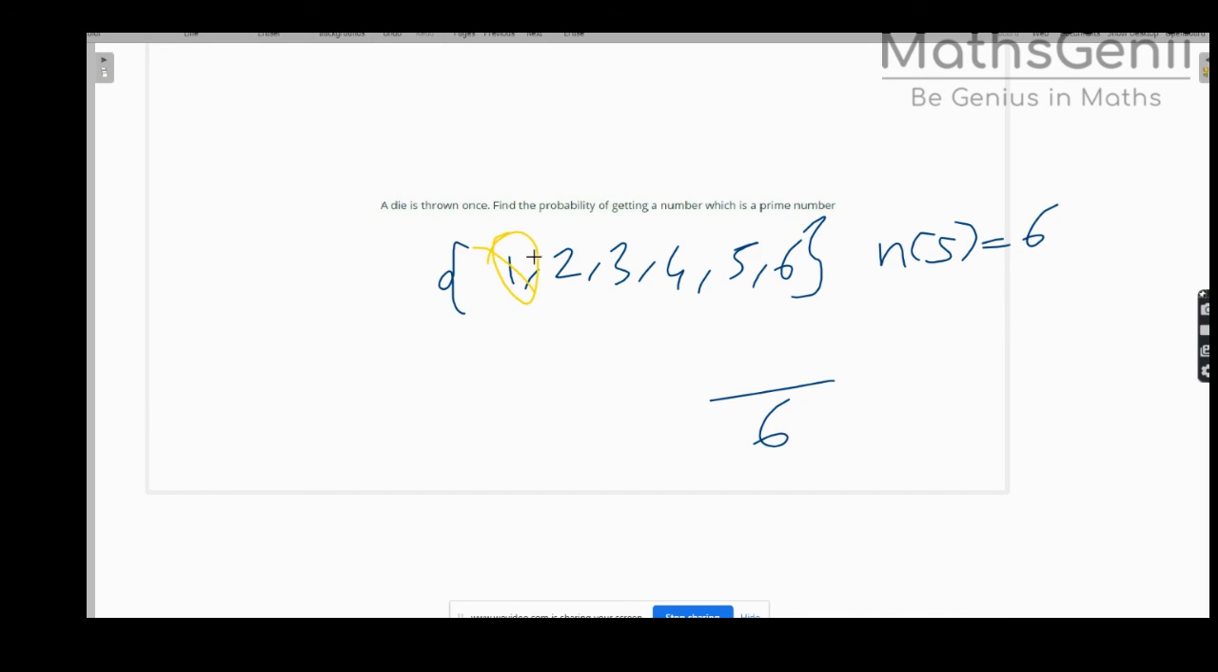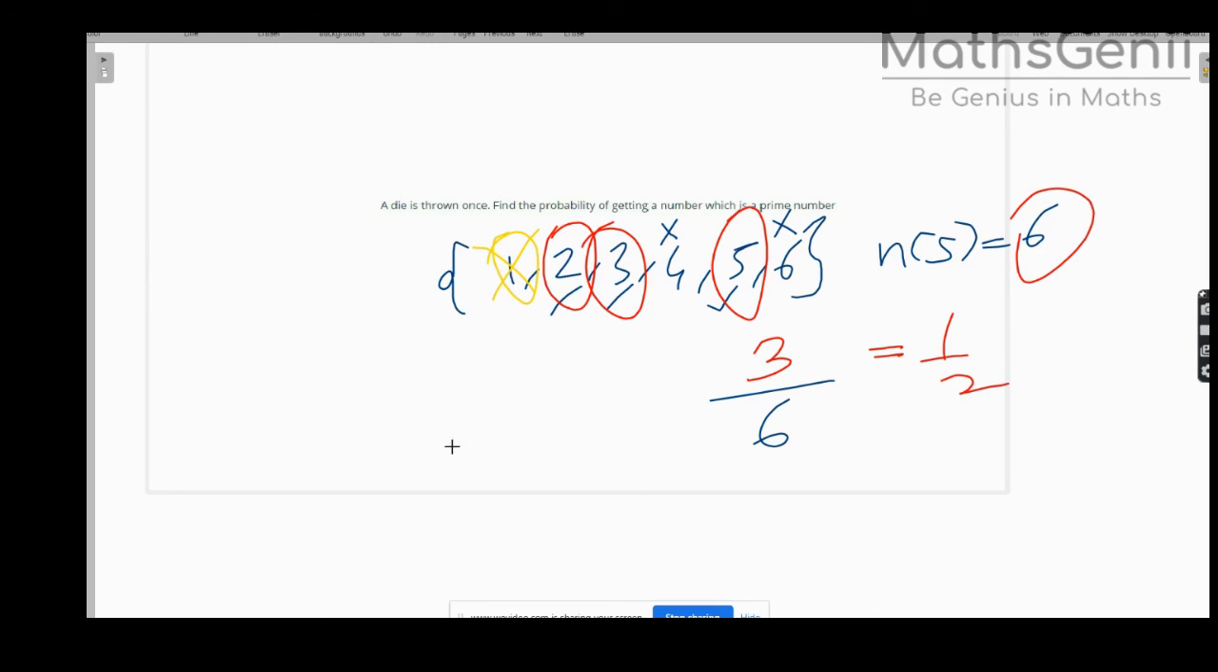1 is neither prime nor composite. A prime number is the number which is divisible by only itself. That is, it should come only in its own table. 2, 3, 4 is divisible by 2, so 4 is not a prime number. 5, yes, 5 comes in only the 5 table. 6 is not a prime number. So you have only 3 prime numbers: 2, 3 and 5. So 3. Which is total 3, right? 1, 2, 3. So 3 upon total. Total was 6. So 1 upon 2. If you want a detailed video of probability, it's already been uploaded on the channel.